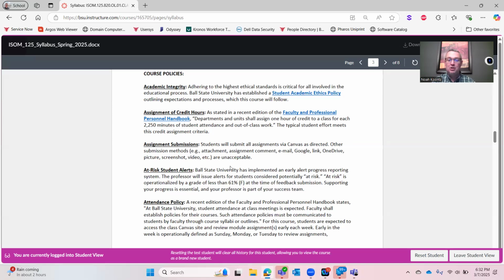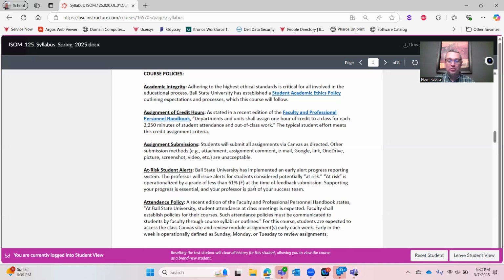Assignment submissions. Students will submit all assignments via Canvas as directed. Other submission methods, in other words, email attachments specifically, assignment comments, emails in general, Google Link, OneDrive, are not accepted. That is, you can use OneDrive to store your assignments, but please don't share OneDrive links with me. Pictures, screenshots, videos, etc., are considered unacceptable, and therefore I will ask you to redo them or give you a 0 if this is not adhered to.